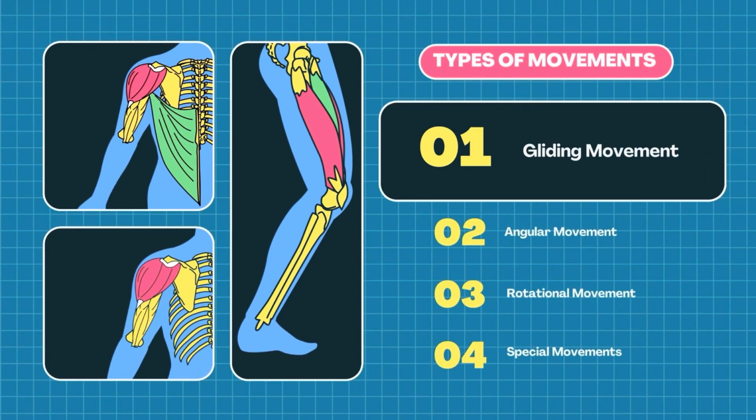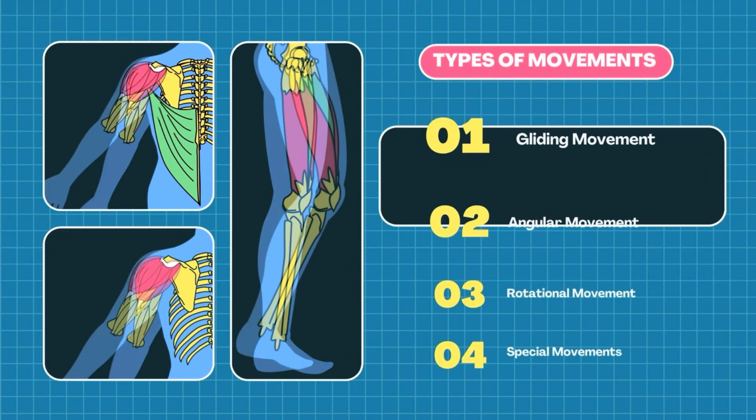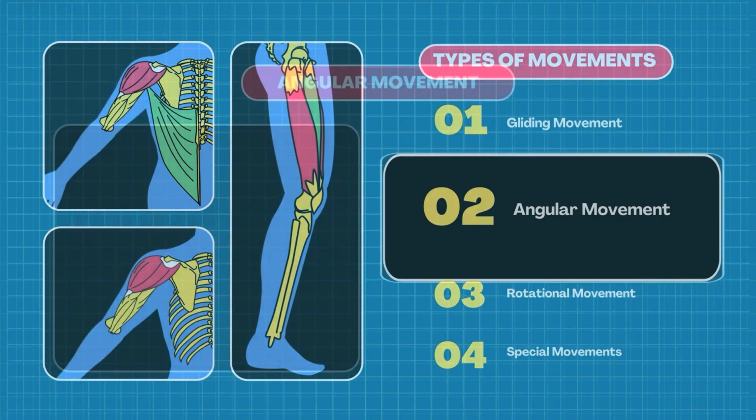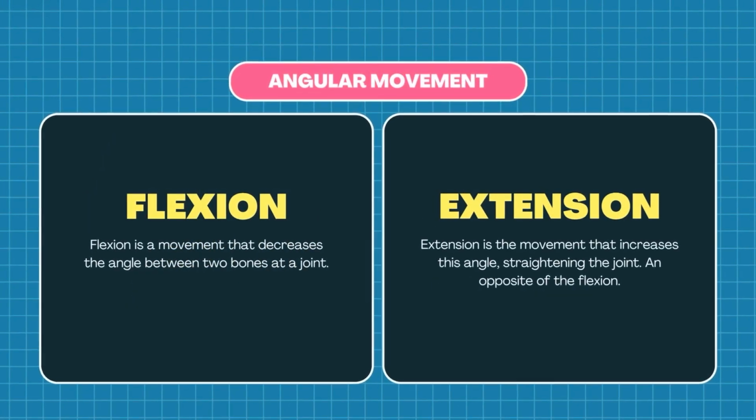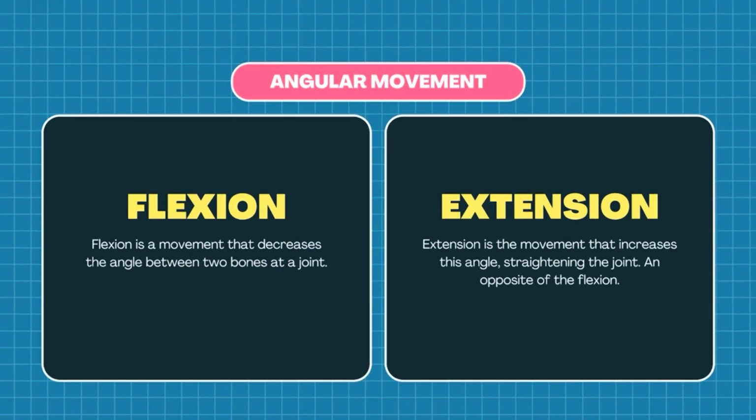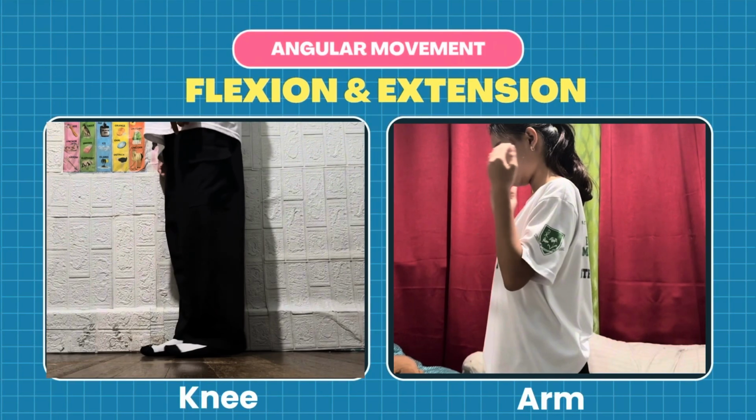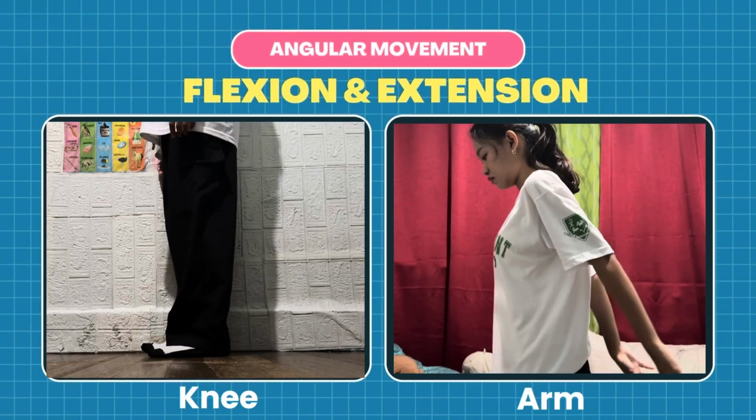After the gliding movement, we also have the angular movement. Up first, we have flexion and extension, wherein flexion is a movement that decreases the angle between two bones at the joint, while extension is a movement that increases this angle, straightening the joint. It is the opposite of flexion. These are the examples for both of the movements.